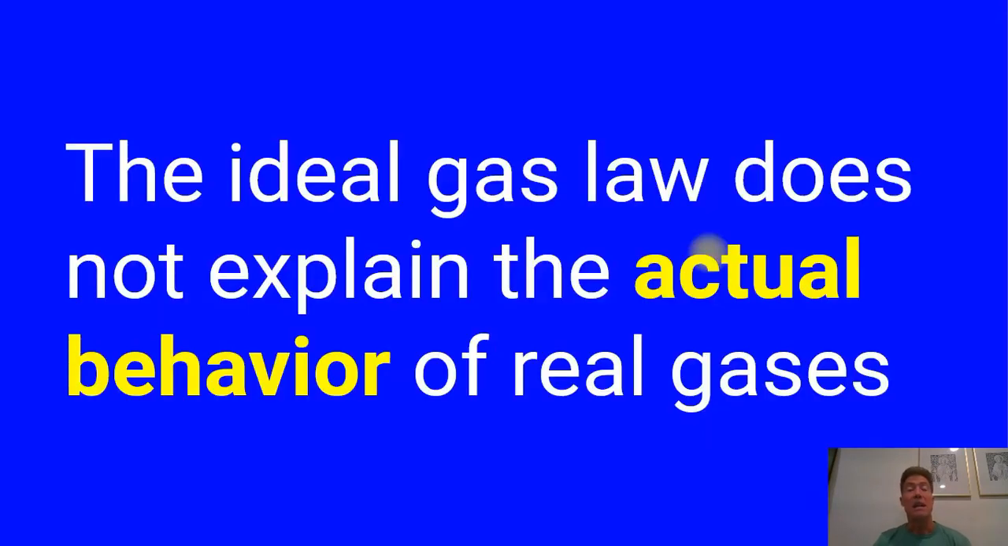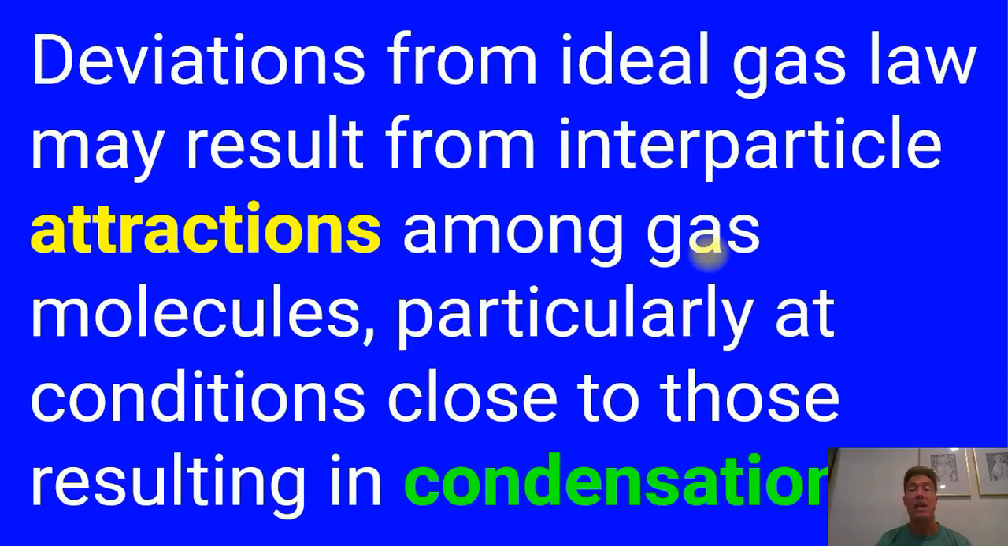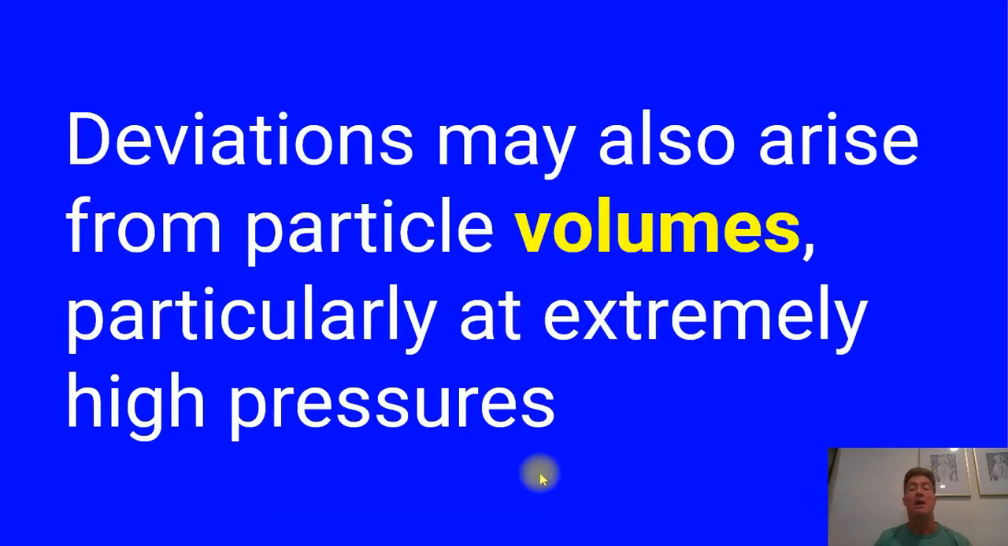So the ideal gas law does not explain the actual behavior of real gases. These deviations result from interparticle attractions among gas molecules, which they're assumed not to have, particularly at conditions close to those resulting in condensation. This is an important concept. This will help you remember when gases behave close to ideal and when they do not. They behave less than ideal when they are close to condensation conditions. I'll explain that. Deviations can also arise from particle volumes.